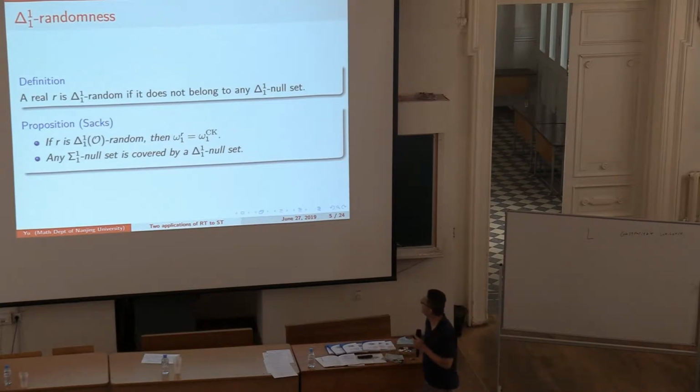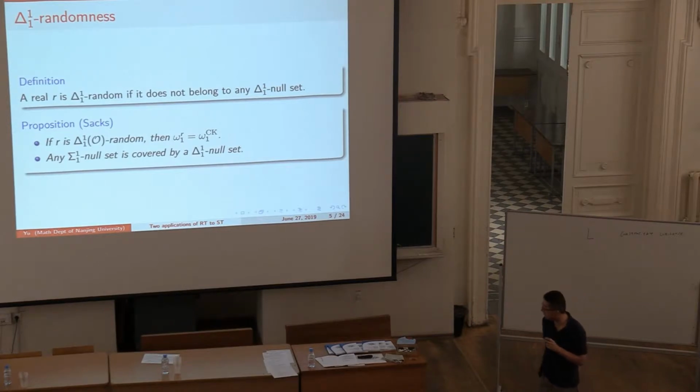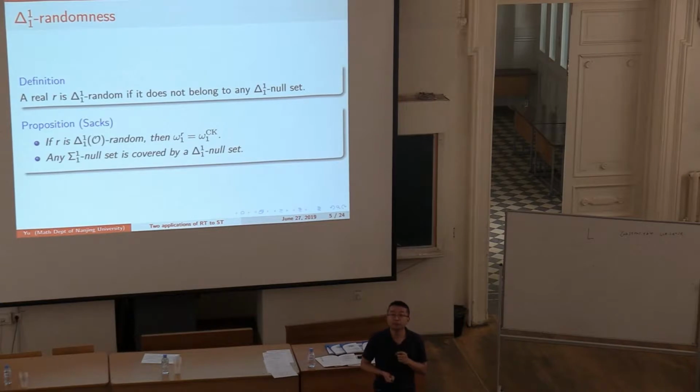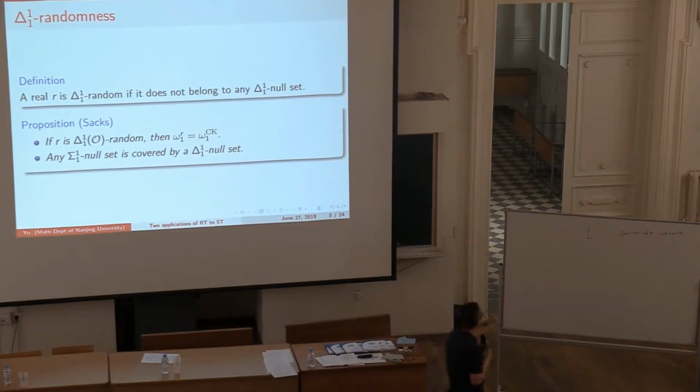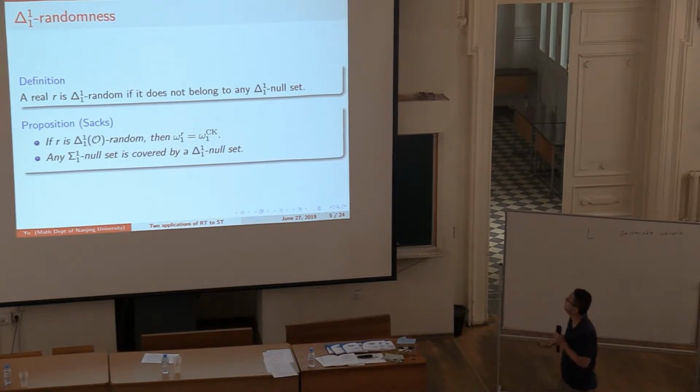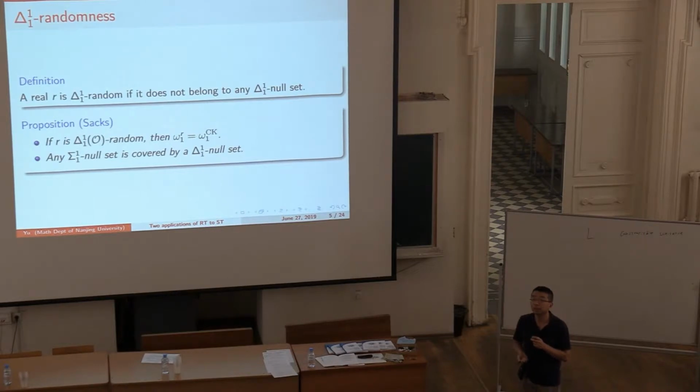Okay, now let's go to randomness. And Marat's talk already mentioned Martin-Löf randomness. But here we investigate very high randomness. Okay, what is Delta 1 1 randomness? It does not belong to any Delta 1 1 null set, lightface Delta 1 1 null set.